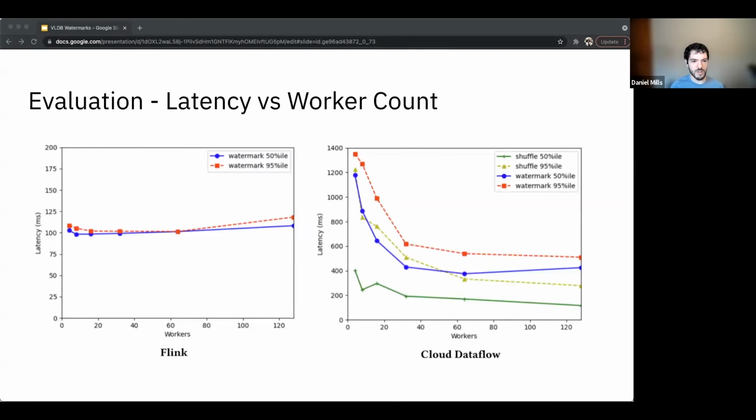We evaluated this across a couple of dimensions. The first one was as we add more workers. What you see here is that in Flink, adding more workers generally doesn't affect the watermark. And in Dataflow, it actually improves things somewhat. This is because the shuffles get more consistent and lower latency as you add more workers, and the watermark propagation is dependent on the speed of the shuffle.